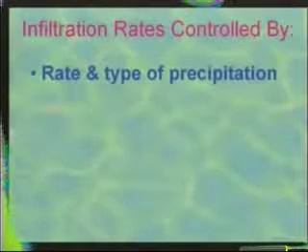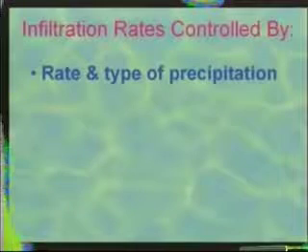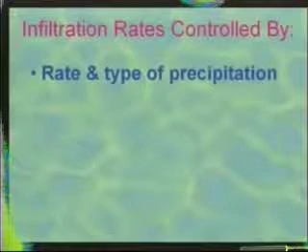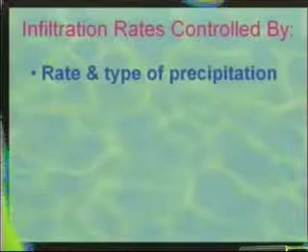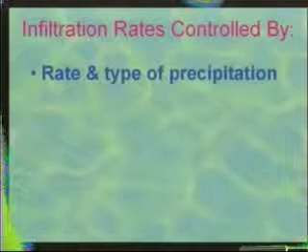All right, so snow's on the ground, rain's on the ground. What's going to control how easily that stuff can infiltrate or percolate into the ground? This is a list of infiltration rate controls. Well, rate and type of precipitation. If it doesn't snow or rain for 10 years, you don't have to worry about any infiltration. You're not going to have any water.